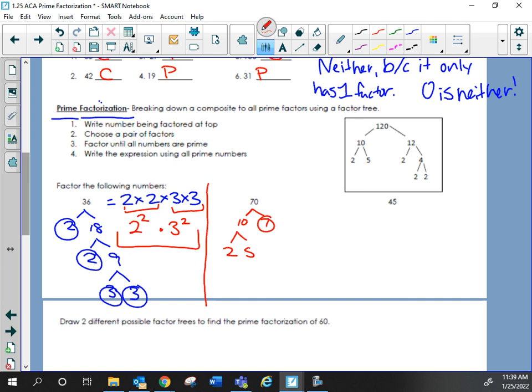Is 2 prime? Yes. Is 5 prime? Yes. So I'm done. Now I'm going to rewrite it. Something I didn't mention before is we always like to do our factors in increasing order, starting from smallest going up to largest. So my 3 factors, I have 2.